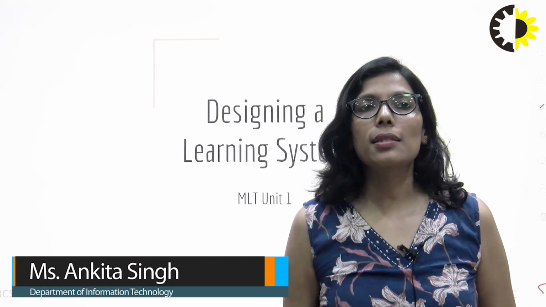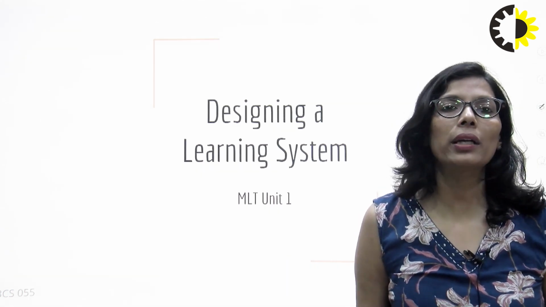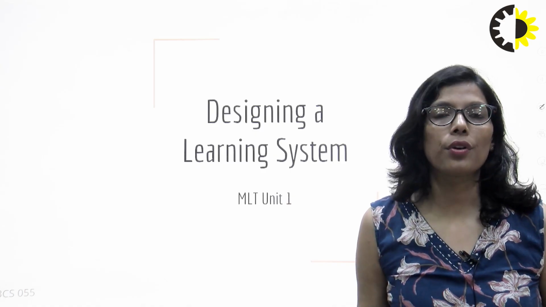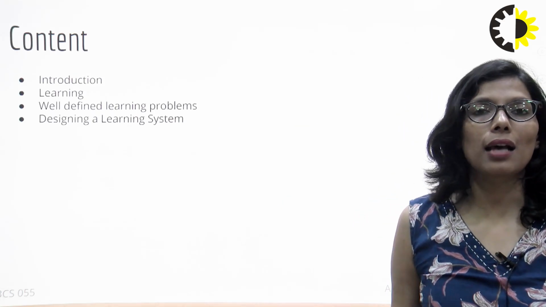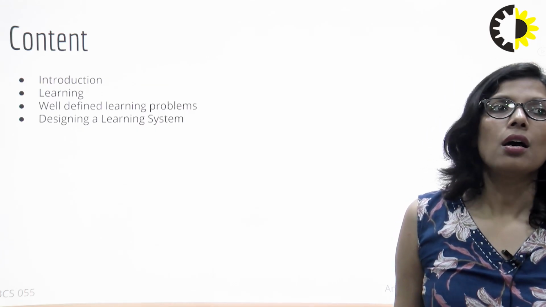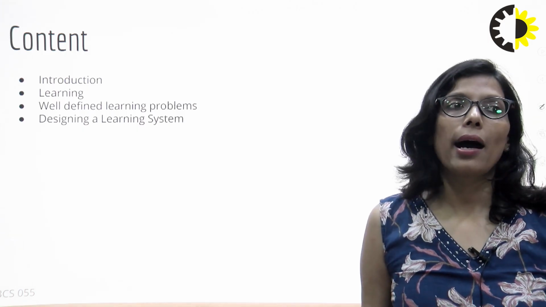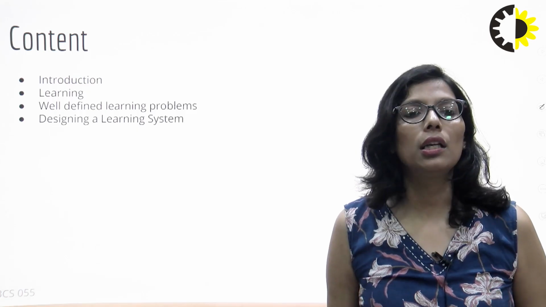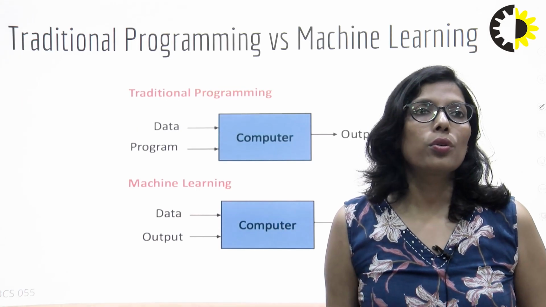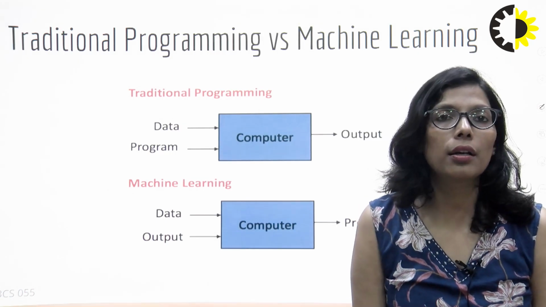Today I'm going to discuss the topic designing a learning system, which is a topic from Unit 1 of the MLT course, PCS 055. I'll start with an introduction, then define what is learning, then discuss how to define a learning problem, and then we will try to understand how we can design a generic learning system. So let's start with comparing traditional programming with machine learning.